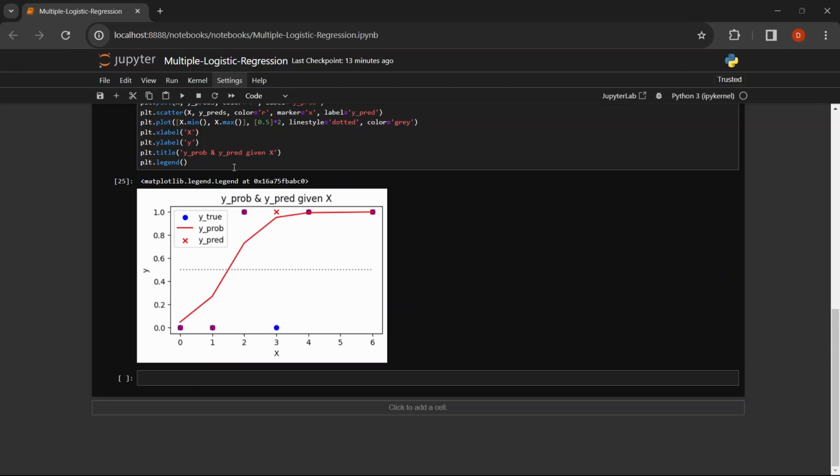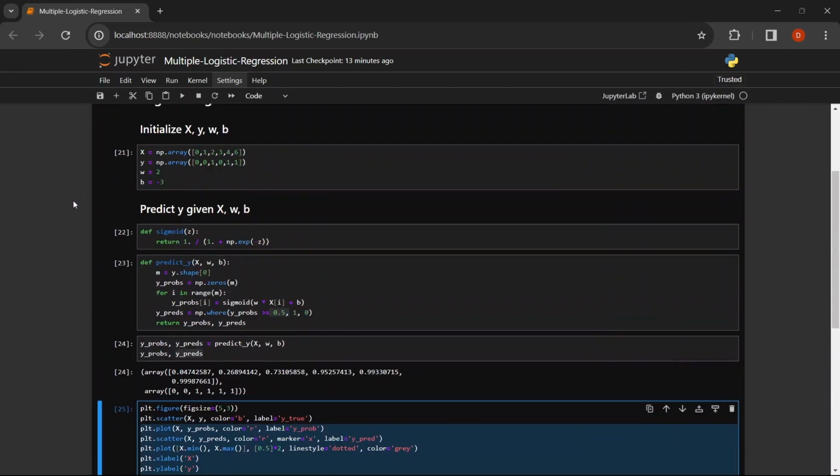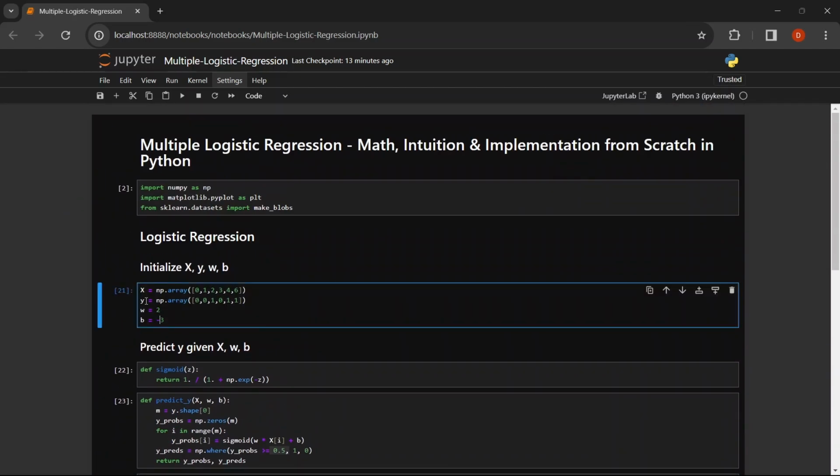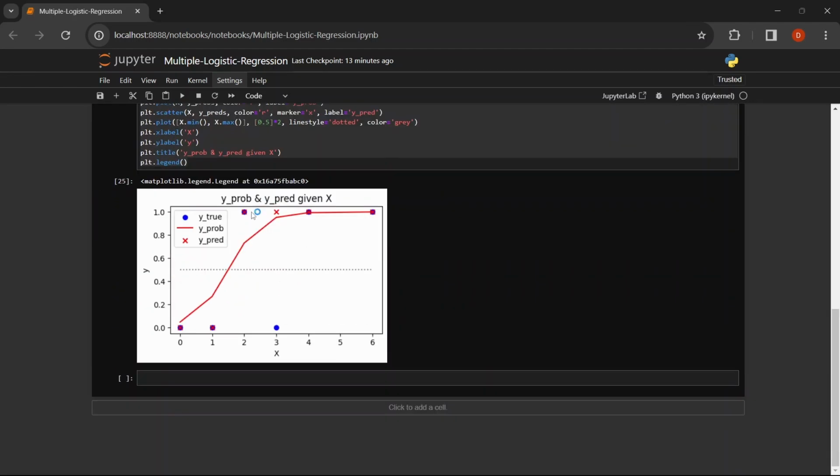Alright, so at this point we've set up a prediction function that takes in x, w, and b and predicts y and compares it to the true values. Let's go ahead and check out the cost function to see how well or how poorly our model's doing.